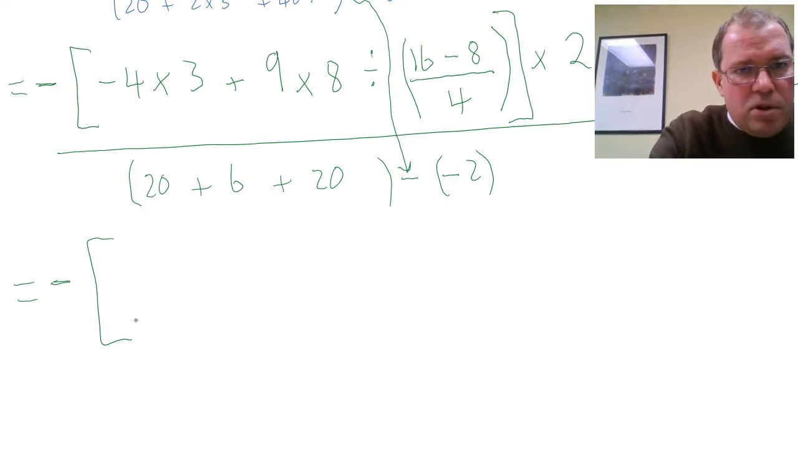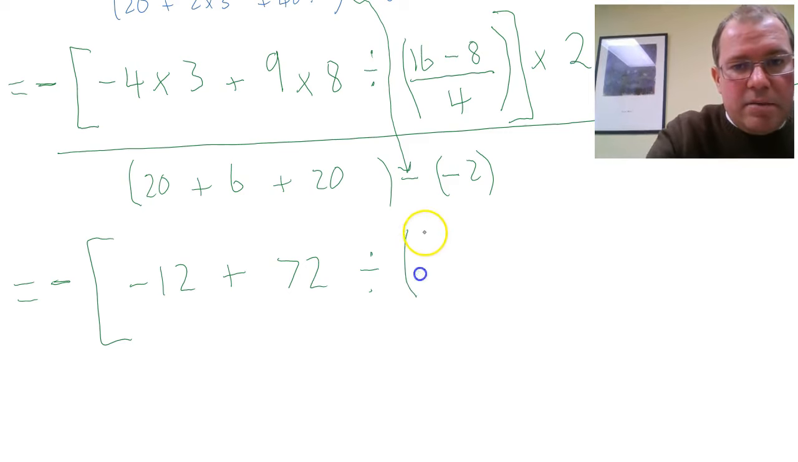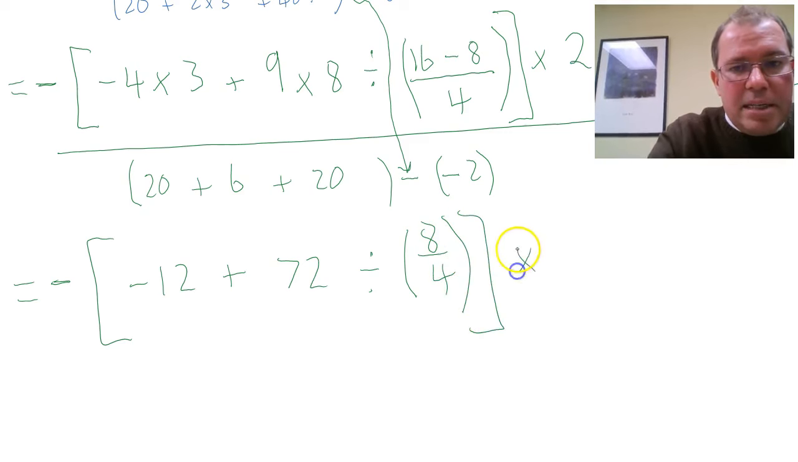I've got a -4 times 3. I can work that out. That's a -12. Plus 9 times 8. I can work that out. That's 72. Divided by, I've still got to sort this bracket out. 16 minus 8 is 8. So I'm going to write an 8 over 4. And then close the bracket and times by 2.